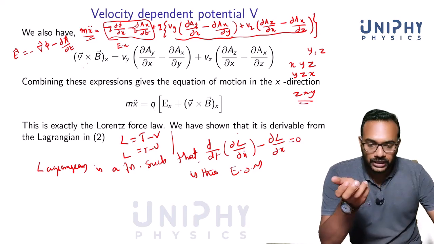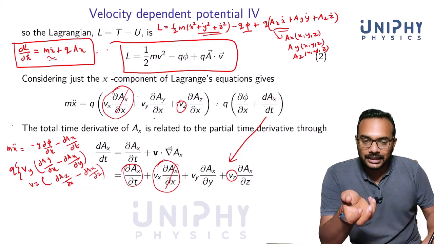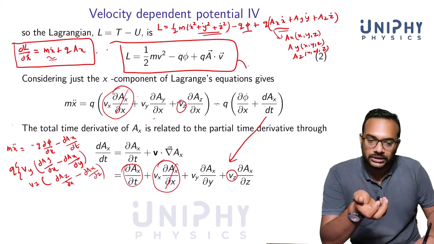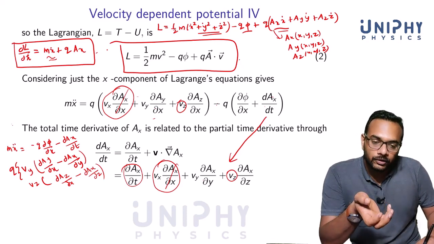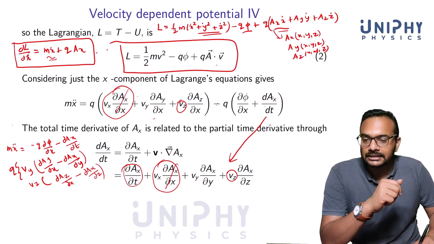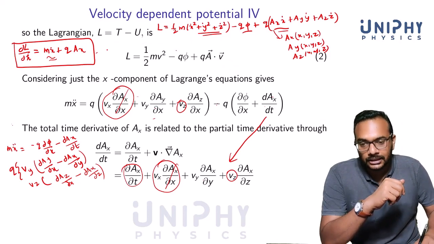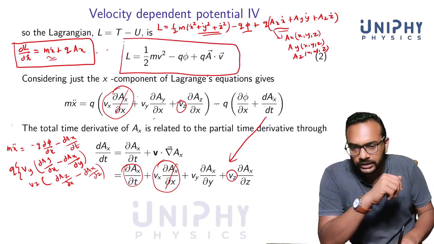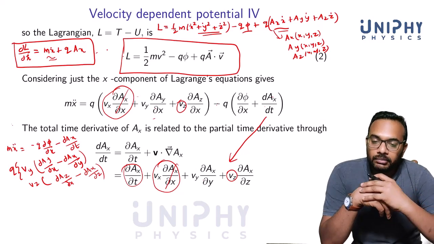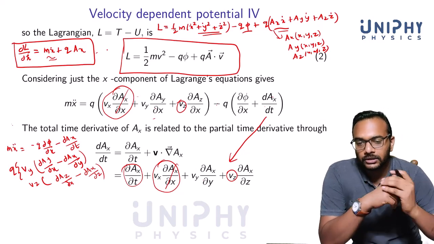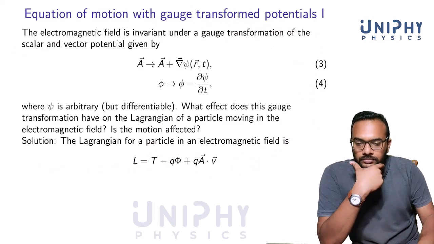And here what we have shown is that the correct Lagrangian that gives rise to the equations of motion for a charged particle in an electromagnetic field is this. You have to remember this Lagrangian. It's not very difficult. It's just half mv squared minus qφ plus q A vector dot v vector.